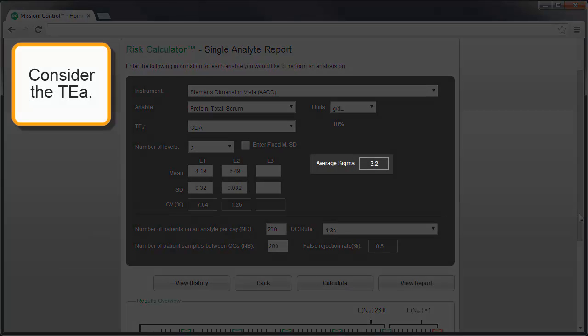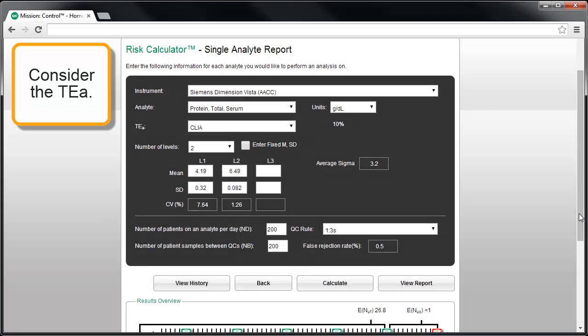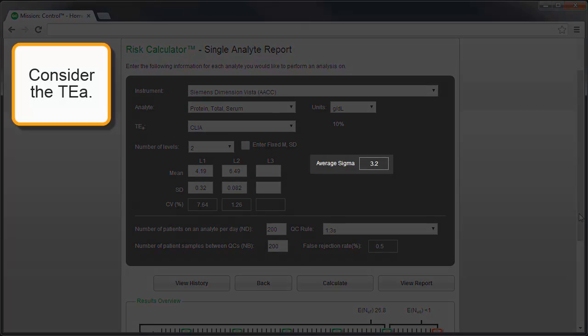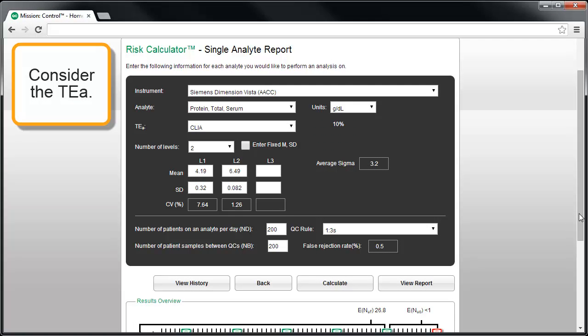Sometimes the sigma metric will be too high or too low. The sigma metric is directly related to the allowable total error. When the TEa is increased, the sigma metric will also increase. And when the TEa or sigma is increased, the ENUF will be reduced. The recommended ideal range for sigma is between 3 and 6. In our case, the sigma is 3.2, which could be a candidate to be increased. However, since the TEa is already set at the CLIA minimum of 10% for protein, it is not recommended to increase the TEa.